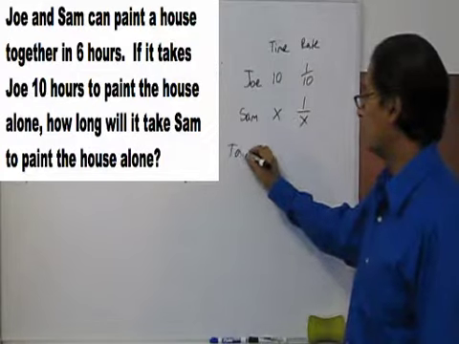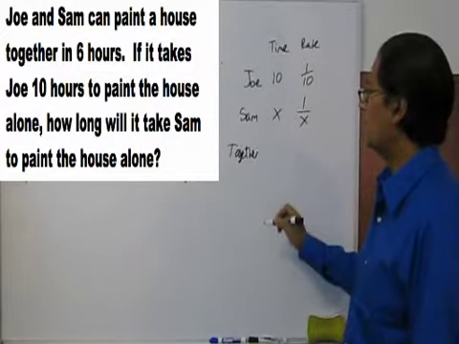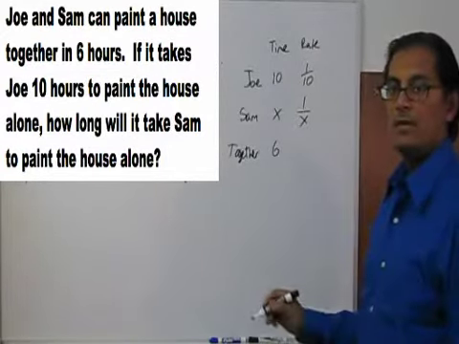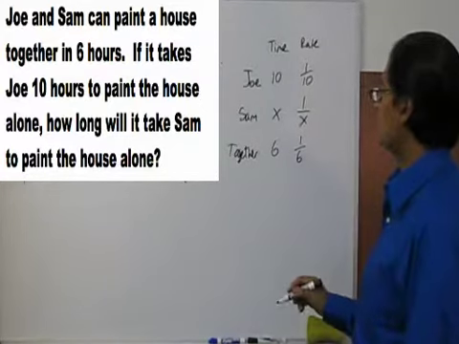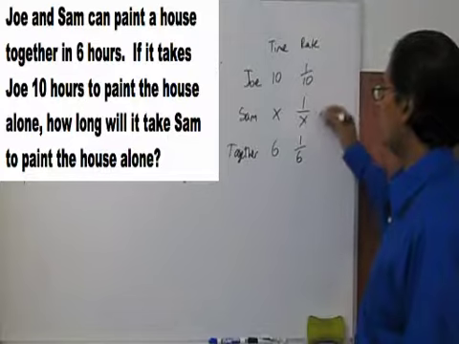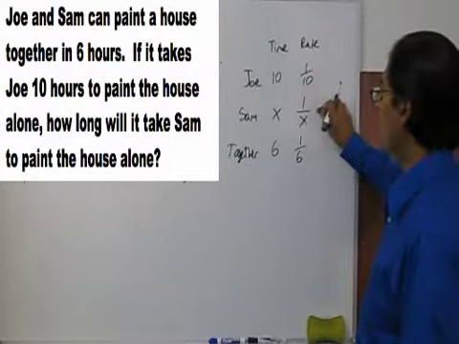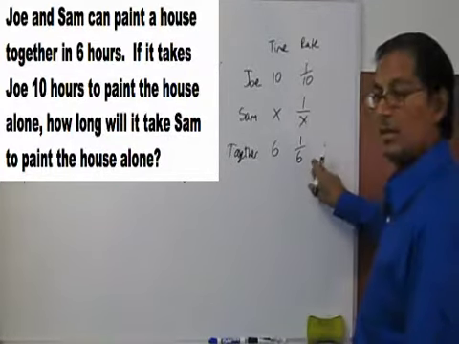Together, it says they take 6 hours. Therefore the rate of work together is 1/6. Now these rates, when we add them up, have to be equal. In other words, Joe's rate plus Sam's rate equals the together rate.